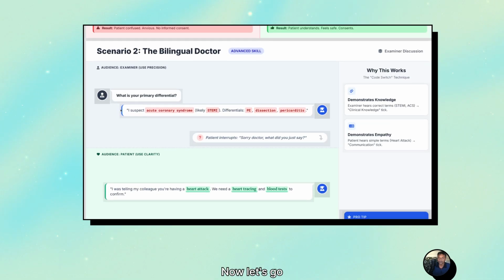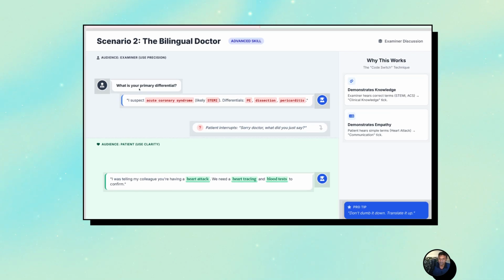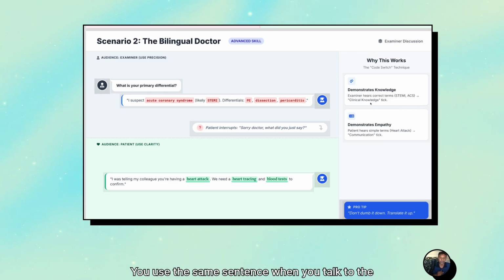Now, let's go to the examiner. What is your primary differential? I suspect acute coronary syndrome, likely ST elevation MI. My differentials are PE, dissection, pericarditis. Okay, so here the examiner hears correct terms like ST elevation, MI, acute coronary syndrome, clinical knowledge, you get a big tick for it. But when you talk to the patient, you don't use this. You use the same sentence when you talk to the patient.